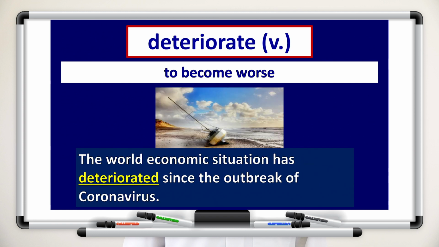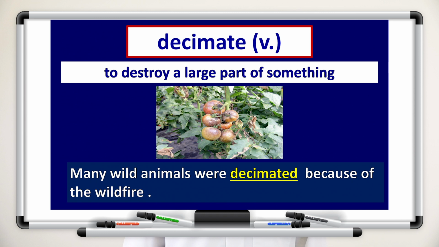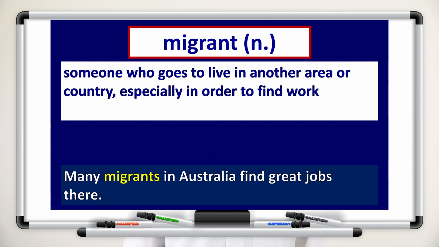Deteriorate is a verb meaning to become worse. The world economic situation has deteriorated since the outbreak of coronavirus. It became worse. And decimate means to destroy a large part of something. Many wild animals were decimated because of the wildfire. Do you remember that? Migrant is someone who goes to live in another area or country, especially in order to find work. Many migrants in Australia find great jobs there.